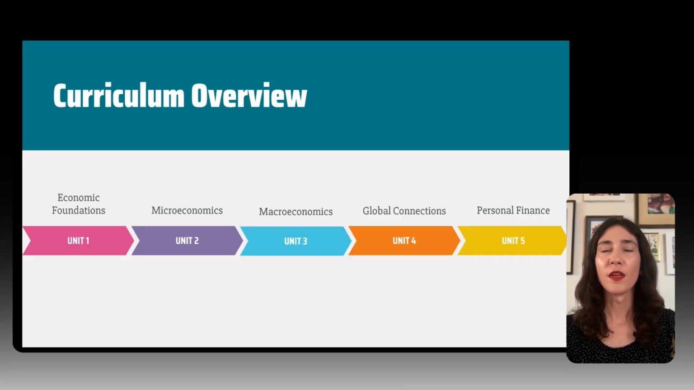These lessons are a part of Econiful's one-semester on-level high school curriculum. They're in Unit 1, Economic Foundations. They're lessons 1.3 and 1.4.